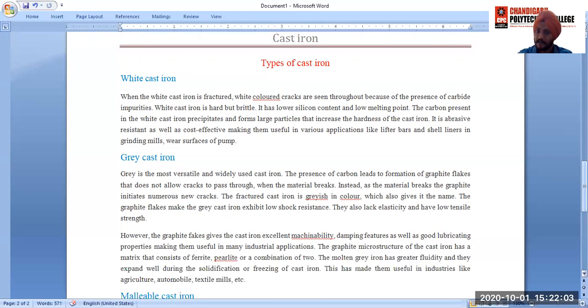It is abrasion resistant as well as cost effective, making it useful in various applications like lifter bars, shell liners in grinding mills, and surfaces of the pump.